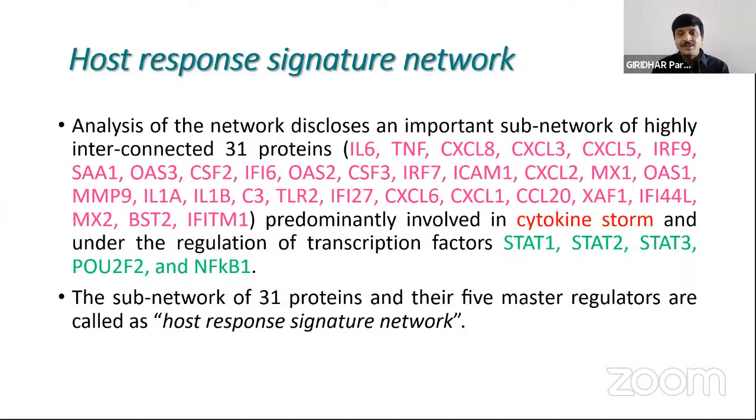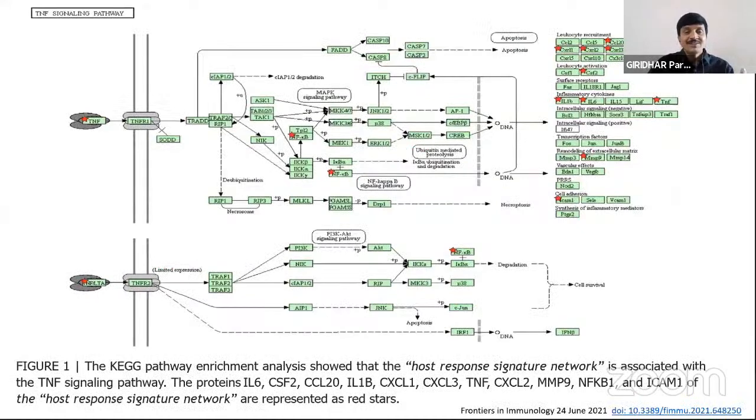But all these inflammatory marker responses will again be under the control of five factors. They are called transcription factors: STAT1, STAT3, FOS and NFKB1. Especially with reference to the flavonoids, it has been identified that in many flavonoid cases, this NFKB1 transcription factor gets triggered, and that leads to these inflammatory marker responses. So the subnetwork of all the 31 proteins under the five master regulators is called the host response signature network in the case of flavonoids. It's not necessary to go in depth into this one. This is the simple KEGG pathway enrichment for how this host response signature network happens here.